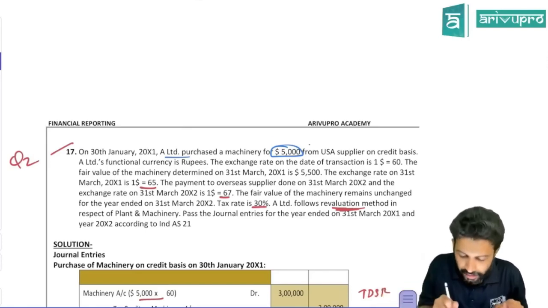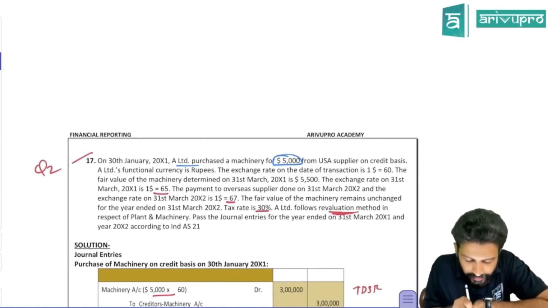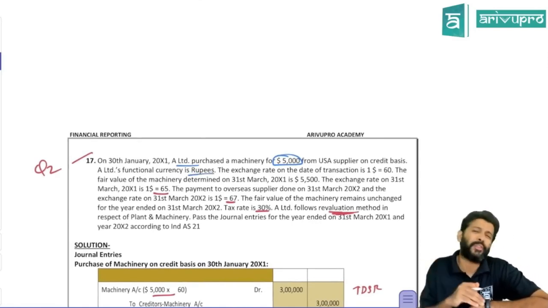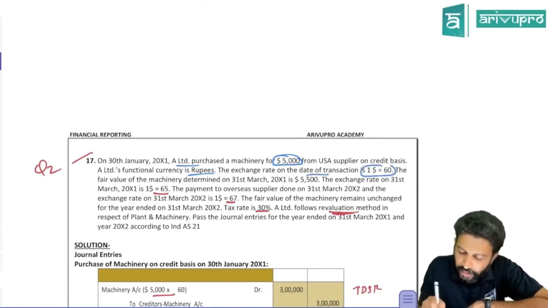You purchased a machinery from USA, so it's a simple foreign currency transaction, on credit basis. A's functional currency is Indian rupees, so you have to record everything in rupees only. The exchange rate on the date of transaction was $1 is equal to 60.